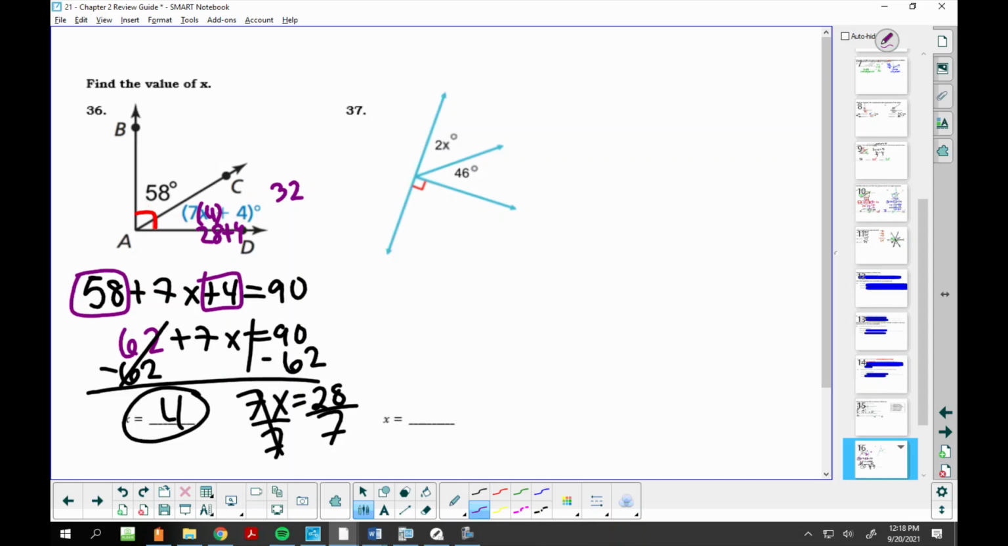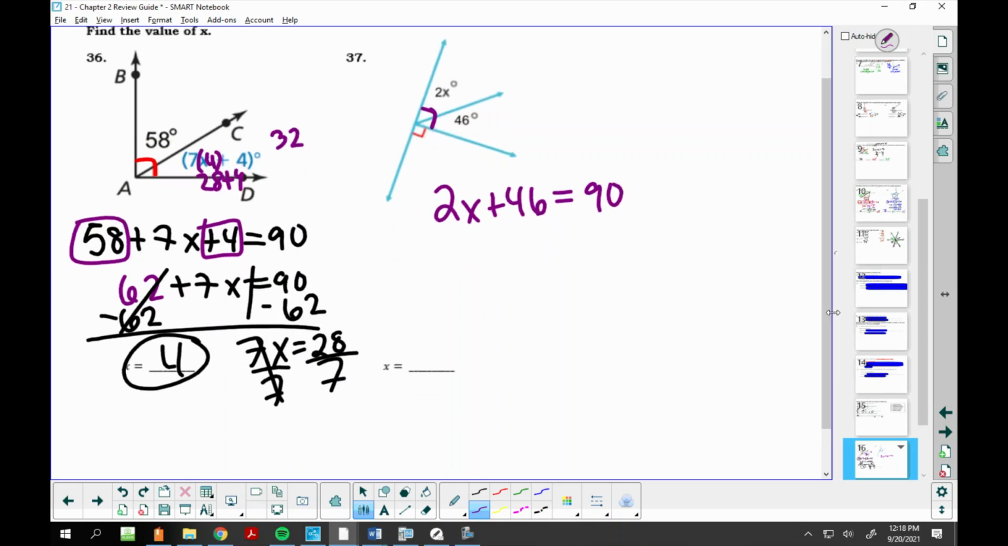Again, they might look equal. They kind of do look equal. But there's nothing telling me that they are. So I can't set them equal. If this is 90, how big is this half? 90. Yeah, because 90 plus 90 makes a straight line. That's 180. So now we know 2x plus 46 adds up to 90.